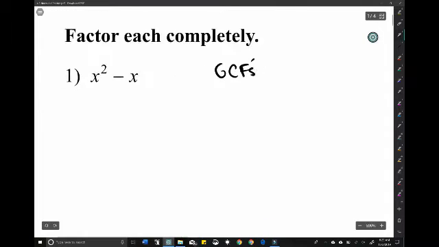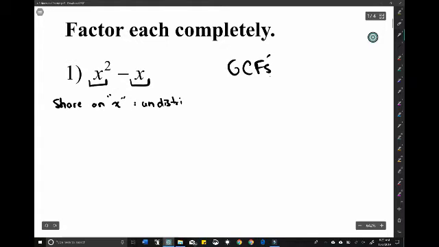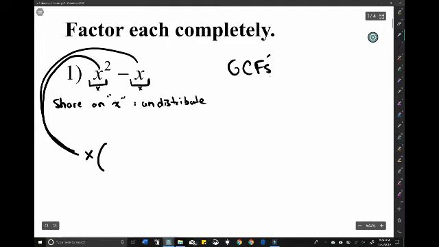Okay. So this first one here, it might be difficult to see, but these two terms each share an x, so to speak. We're going backwards from multiplying, so we're going to undistribute that x. It's like taking an x away from this one and taking one from this one. What that leaves us with is x minus 1, and that is our factored answer.